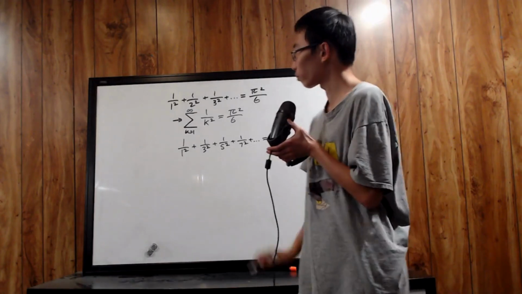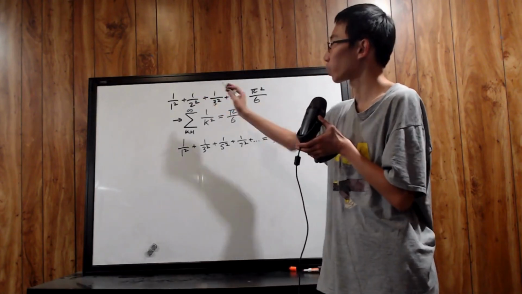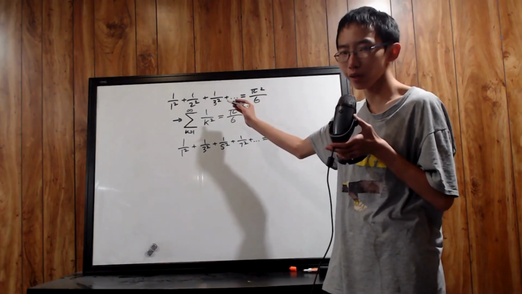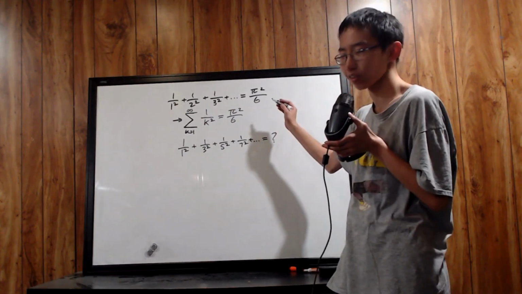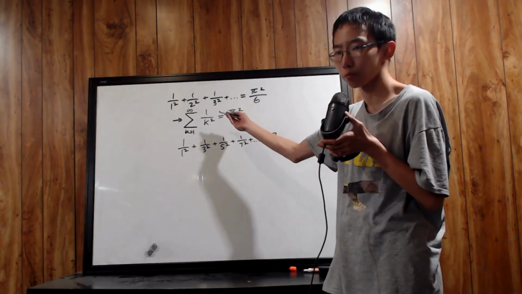You might be familiar with this summation, 1 over 1 squared plus 1 over 2 squared plus 1 over 3 squared. This is just pi squared over 6. A very surprising result, and we can condense it into this summation.